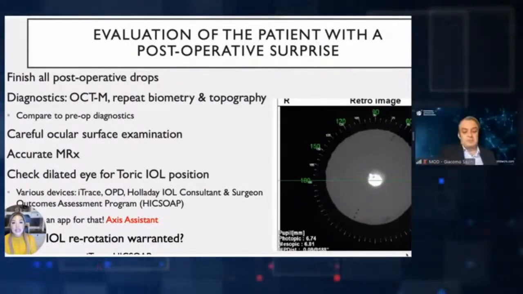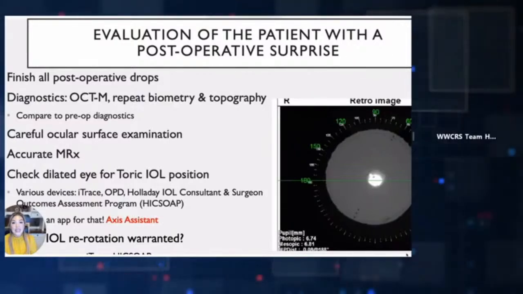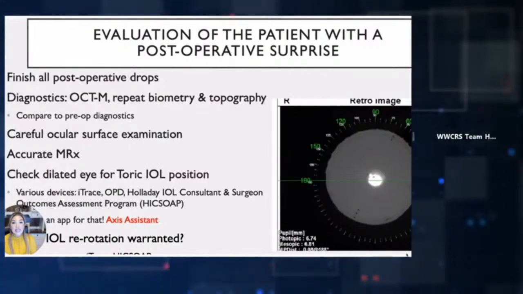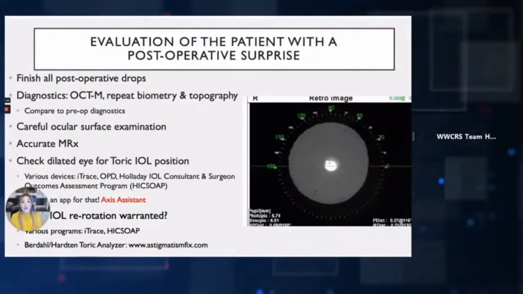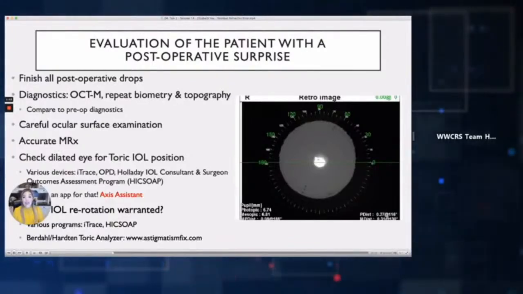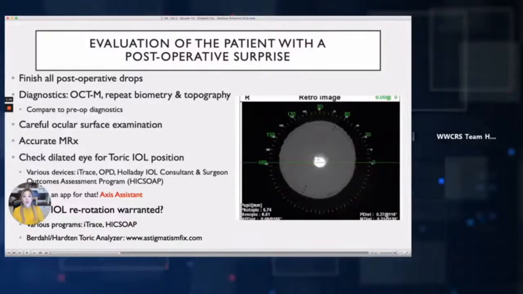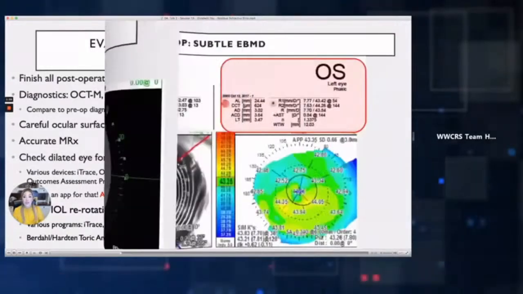You want a very accurate manifest refraction, and as this OPD dilated image shows, identifying if it is a toric lens implant, where the actual IOL is compared to where the steep meridian should be. And there are different tools like Axis Assistant to identify the meridian of your lens implant, kind of like a compass, and different programs in order to help determine whether that lens should be re-rotated.